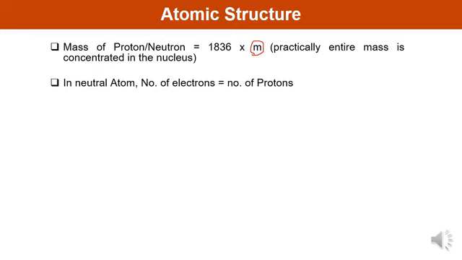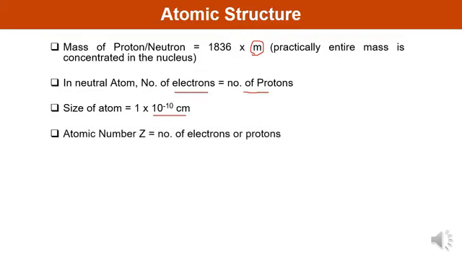In a neutral atom, as I have told you, the number of electrons is equal to the number of protons, and the size of an atom is of the order of 10 raised to the power minus 10 centimeter. What is atomic number Z? Atomic number Z refers to the number of electrons or protons.